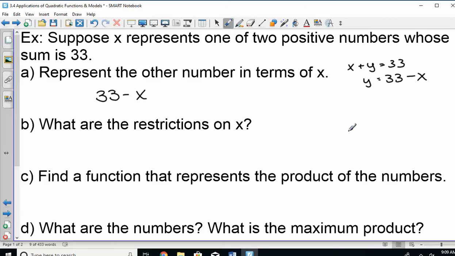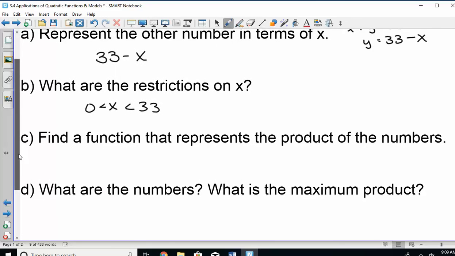Okay. What are the restrictions on x? Okay, I said it had to be a positive number, right? So my restrictions, it has to be bigger than 0 and less than 33. Why does it have to be smaller than 33? Because that's to add to 33. Right. If I'm going to add two positive numbers, it has to be smaller than the sum.